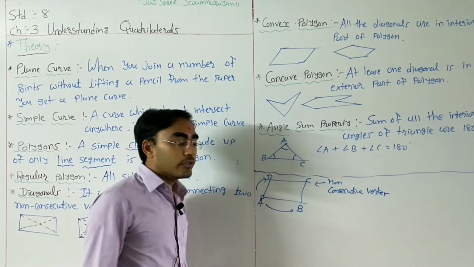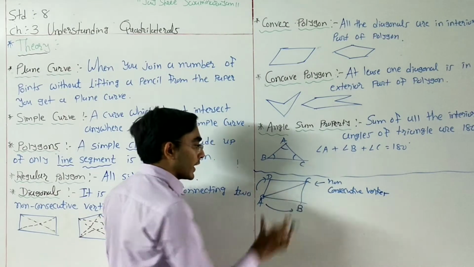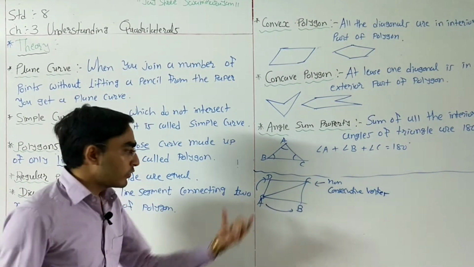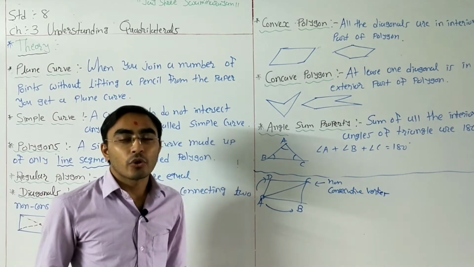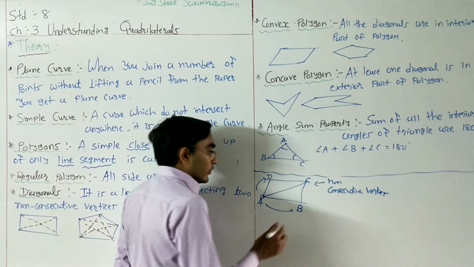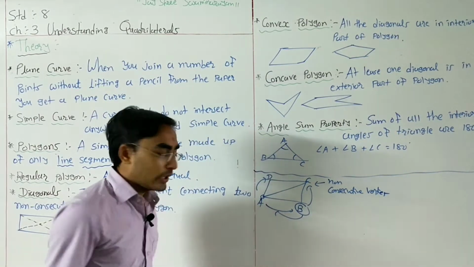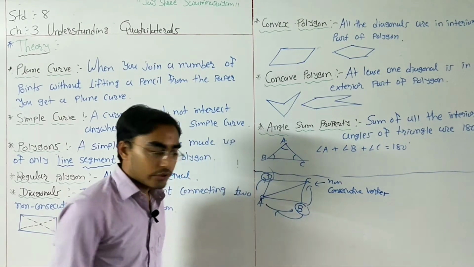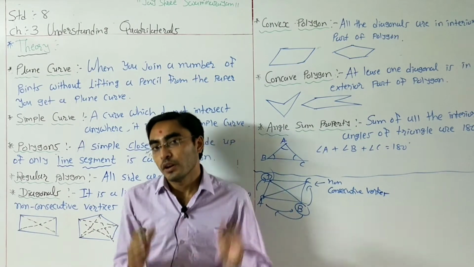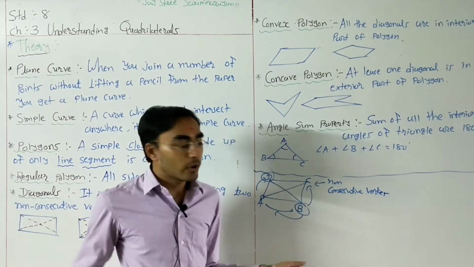So for diagonals, we need to join two non-consecutive vertices. A and C are both non-consecutive vertices, so if we join A and C, it is called a diagonal. Same thing if we talk about B: C and A are both consecutive vertices, but D is a non-consecutive vertex. So if we join B with D, it is called a diagonal. So here AC and BD are our diagonals.